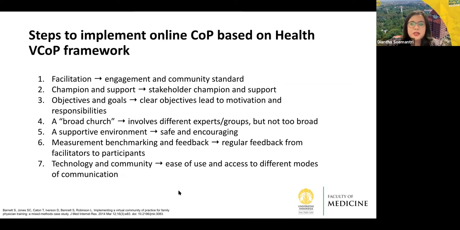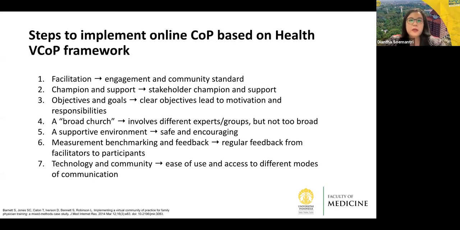And of course, related to the elements of COP, we need to have clear objectives and goals, because clear objectives will lead to motivation and everyone in the group will feel responsible to contribute to the group to achieve common and clear objectives. The author mentioned a broad church, which means that the COP should involve different experts or different groups. Perhaps if we talk about a COP for family physicians, the members of the COP don't need to all be family physicians, because we can perhaps involve allied health, for example, as members of the COP, but be careful not to make it too broad. So it is about finding the balance of who will be included in the COP. Perhaps different people with different backgrounds of expertise, but not too broad.